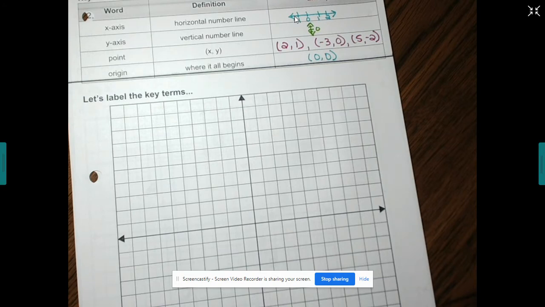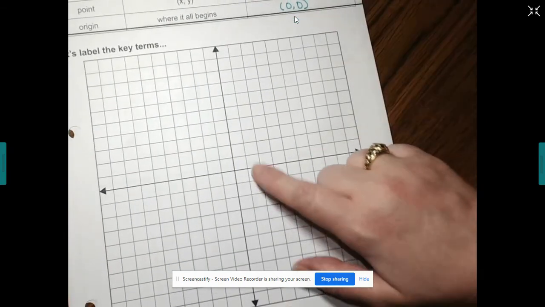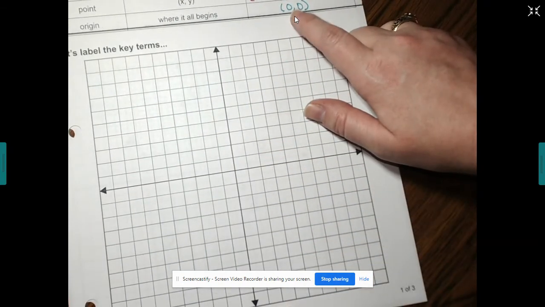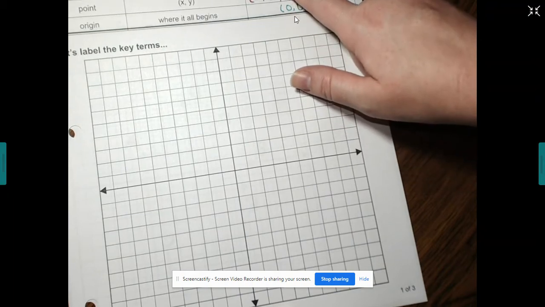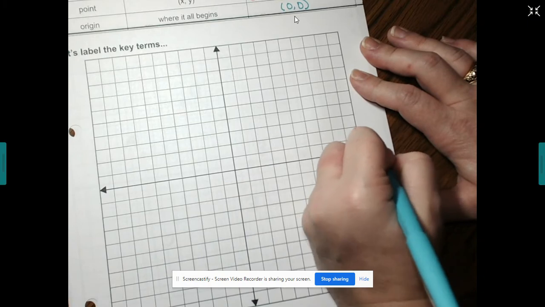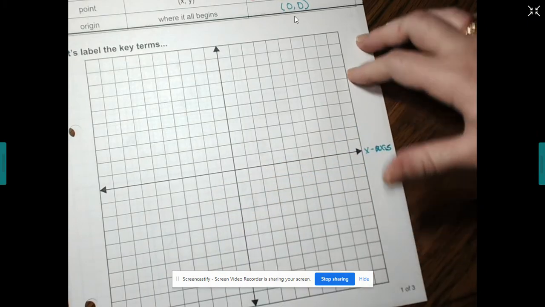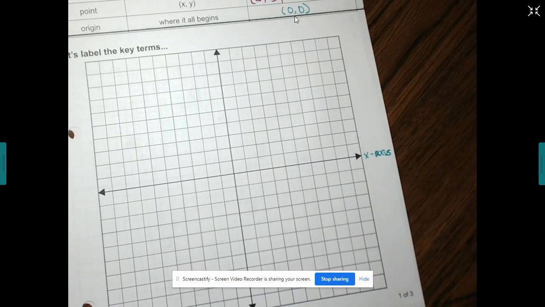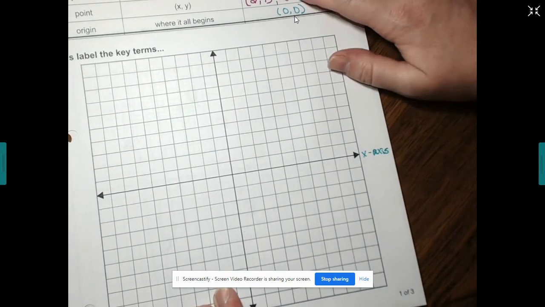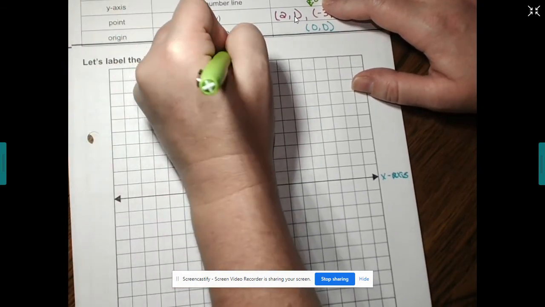So let's go ahead and graph these key features that we found. We'll use the same color. Let's start with our x-axis. We know our x-axis runs horizontal. X-axis. That is the messiest way I've ever written x-axis in my life. We know that our y-axis runs up and down.